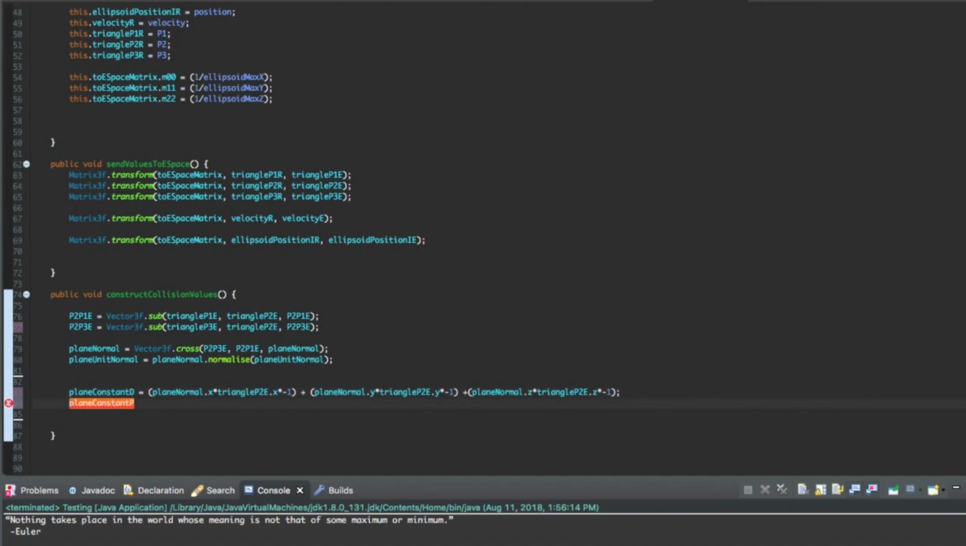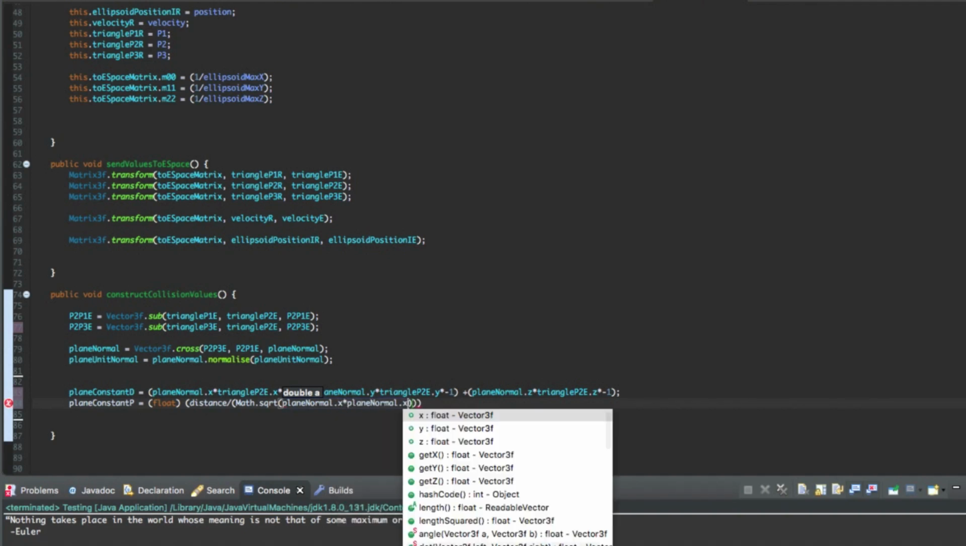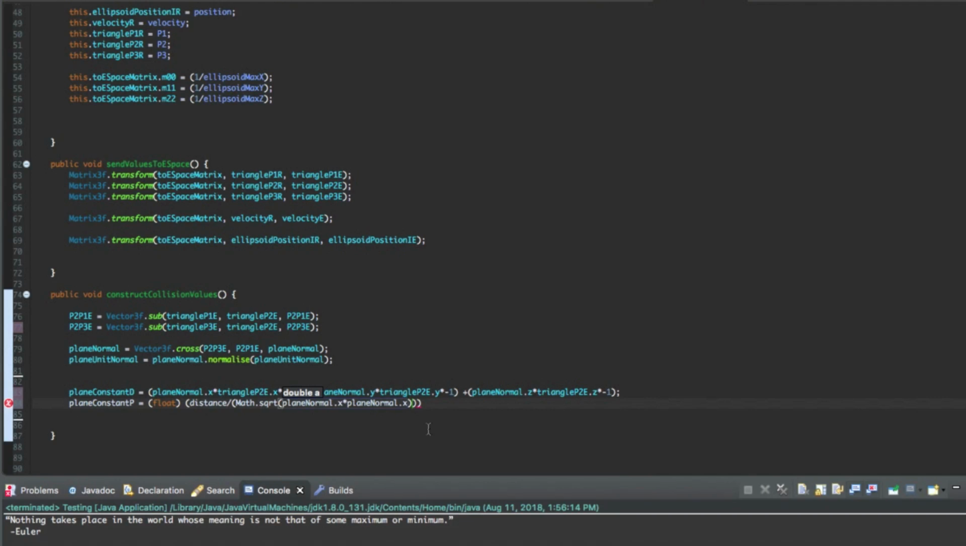And next we will be able to find our plane constant p, and this is equal to the plane constant d divided by the square root of the plane normal's x constant squared plus the plane normal's y constant squared plus the plane normal's z constant squared. So make sure that you get all of these parentheses correct.